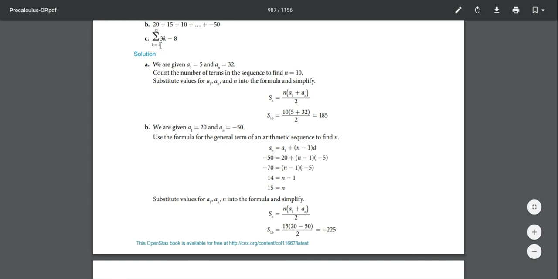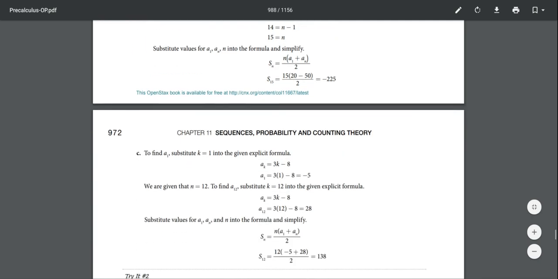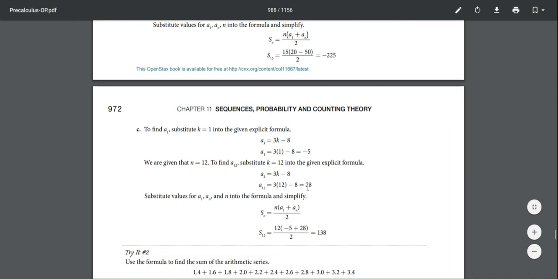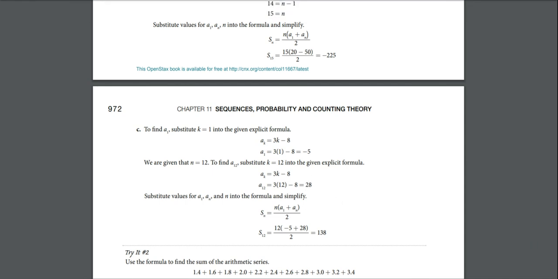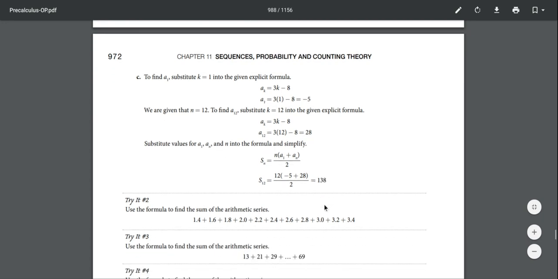So first term, I plug in this number. Last term, I plug in this number. So I'm just going to plug in 12 there. And I get 28. So first term, I get negative 5. Last term, I get 28. We were told we can use the notation to see that I have 12 terms. So I'm just going to plug that information into my formula, and I get a sum of 138.